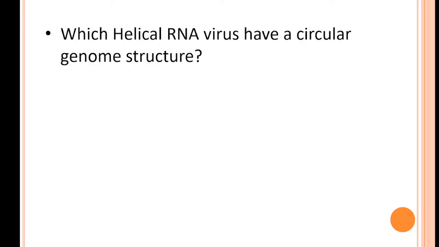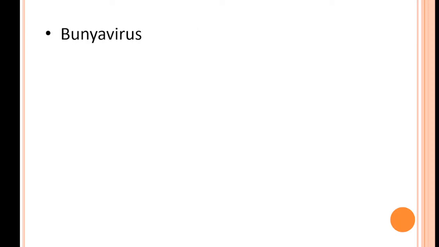All right, which helical RNA viruses have a circular genome structure? Well, these are the Bunyaviruses, or the bunnies. Okay, the Bunyaviruses. Now that's the last flashcard regarding the differences between RNA viruses and DNA viruses, whether enveloped or naked. Those are the things that you guys need to remember, especially when it comes to virology.